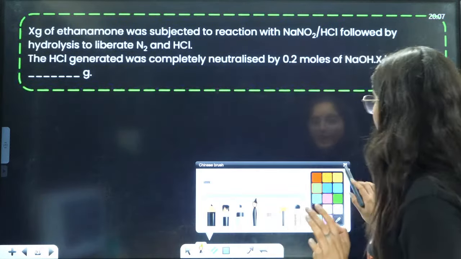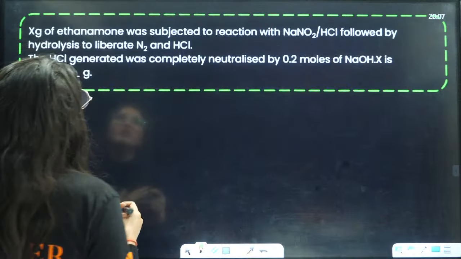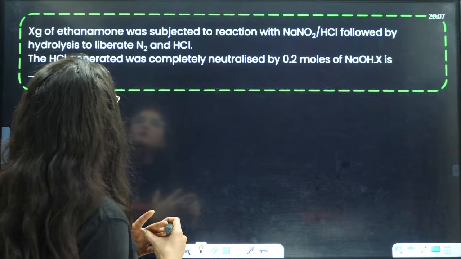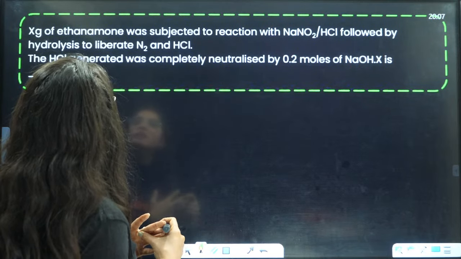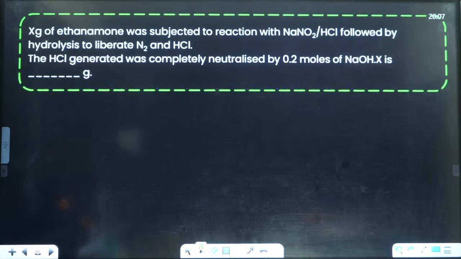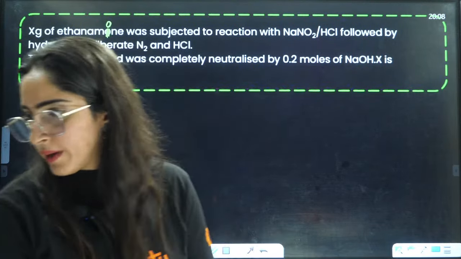Next question is the same as the one we did before. X gram of ethanamine was subjected to reaction with NaNO2, HCl followed by hydrolysis, liberating this. Wait a minute. I doubt this is ethanamide. Is it ethanamide? It is not ethanamide, it is ethanamine. Okay, it is ethanamine. Right.